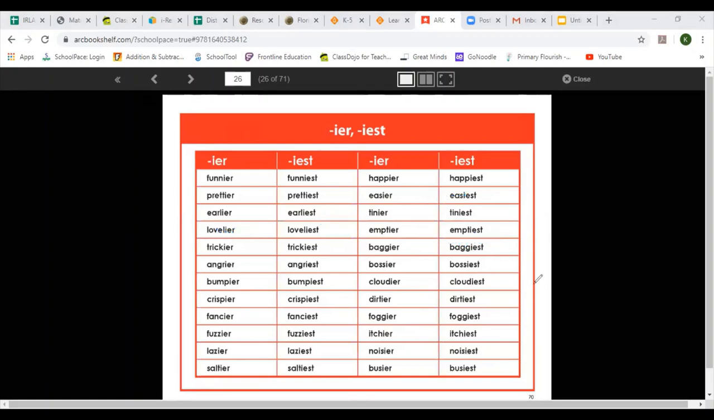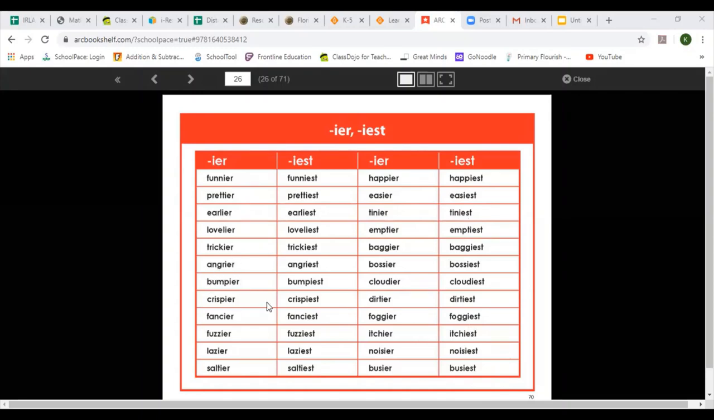our drawings. When you are done writing your new words, I want you to practice reading all of these words that have the IER and IEST endings. Let's do a couple together. Funnier, prettier, earlier, lovelier. Funniest, prettiest, earliest, loveliest. Happier, easier, tinier, emptier. Happiest, easiest, tiniest, emptiest. Nice job, boys and girls.